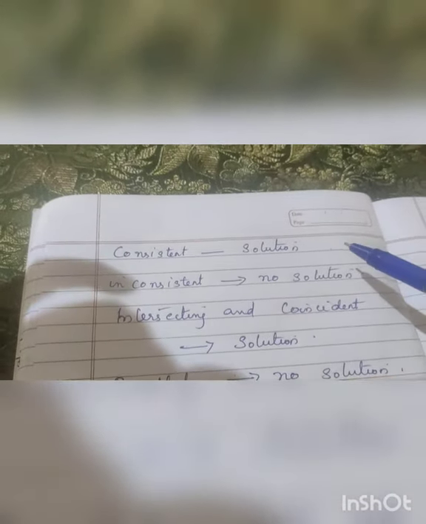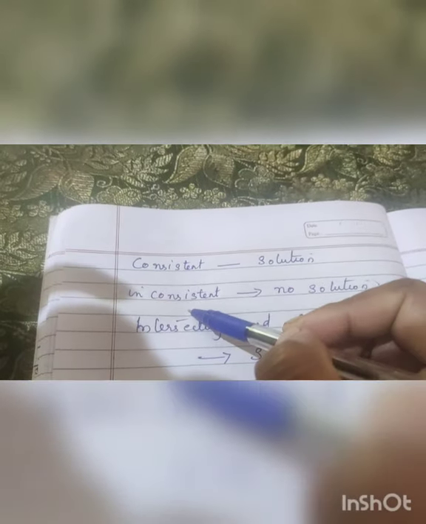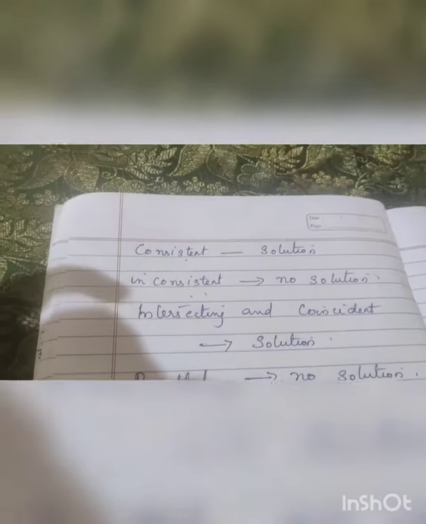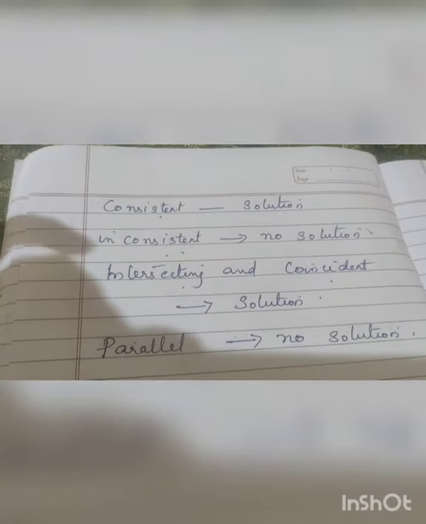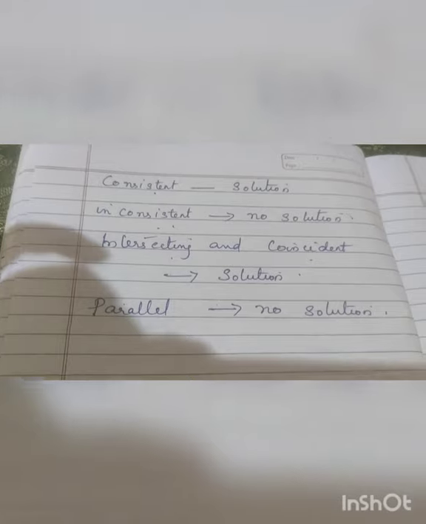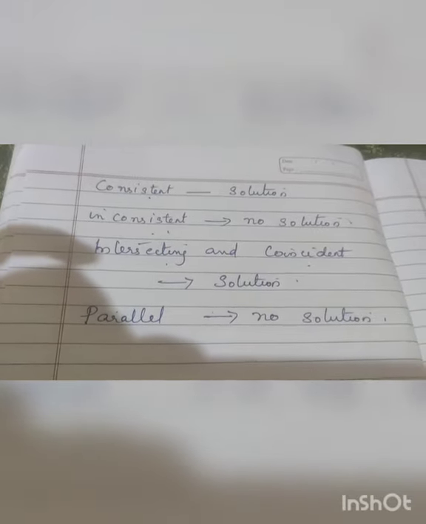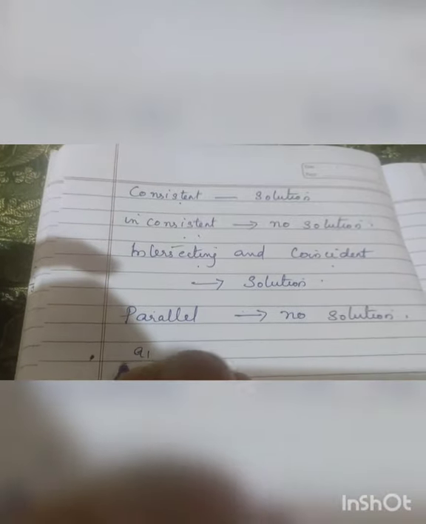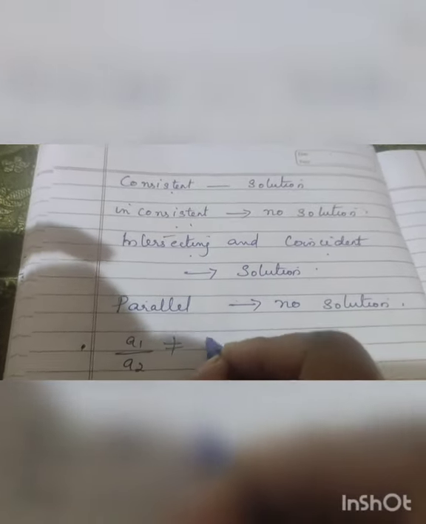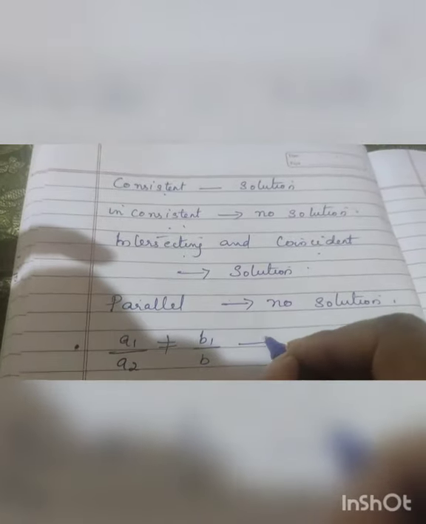Therefore, if you want to know whether it is consistent or inconsistent, we have to find out whether it is intersecting, coincident or parallel. Then what are the different conditions on comparing the ratios a1 by a2, b1 by b2 and c1 by c2 for a pair of linear equations to be intersecting, coincident or parallel? The conditions: first condition, if a1 by a2 is not equal to b1 by b2, then it is intersecting.